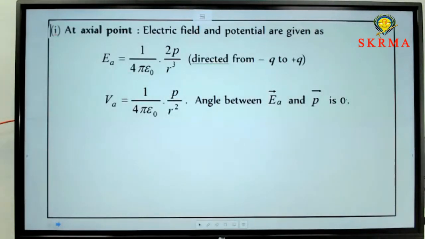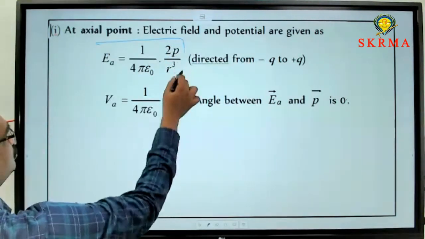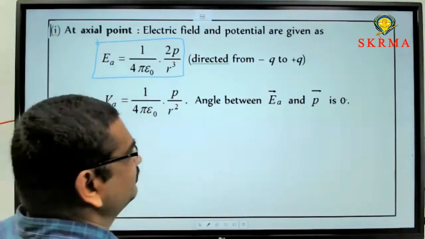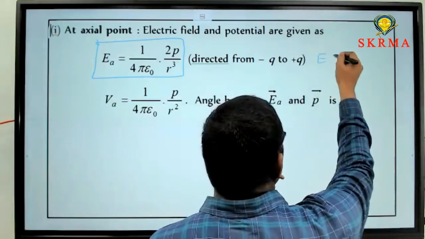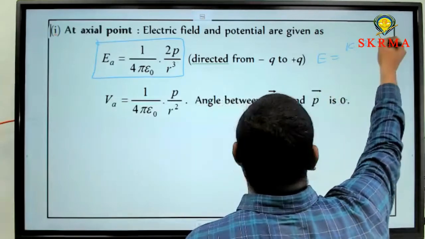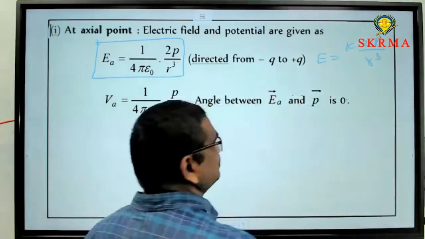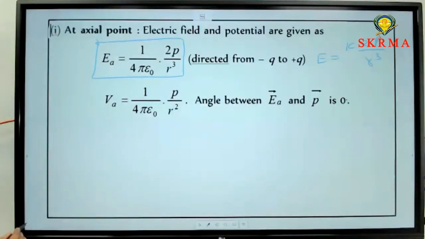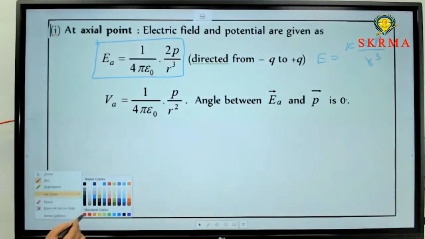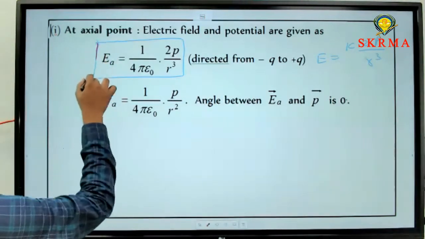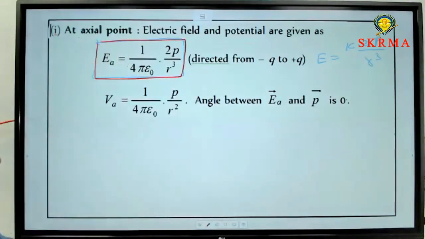So electric field on axial line, formula is 1 by 4 pi epsilon naught 2p by r cube. We can write this as E equals k into 2p by r cube. K is nothing but 1 by 4 pi epsilon naught. So this is the formula for electric field for a short dipole.